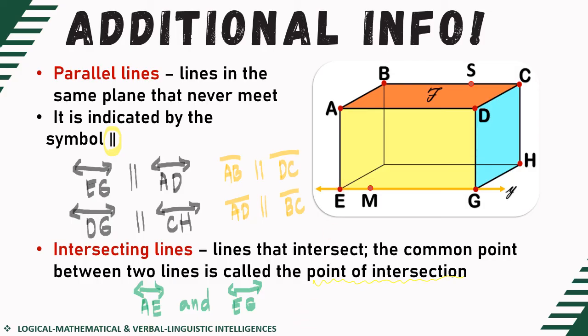All right, one more example. Let's say we have segment CH and segment GH. What's the point of intersection or the common point between the two segments? We do have point H. So this one.